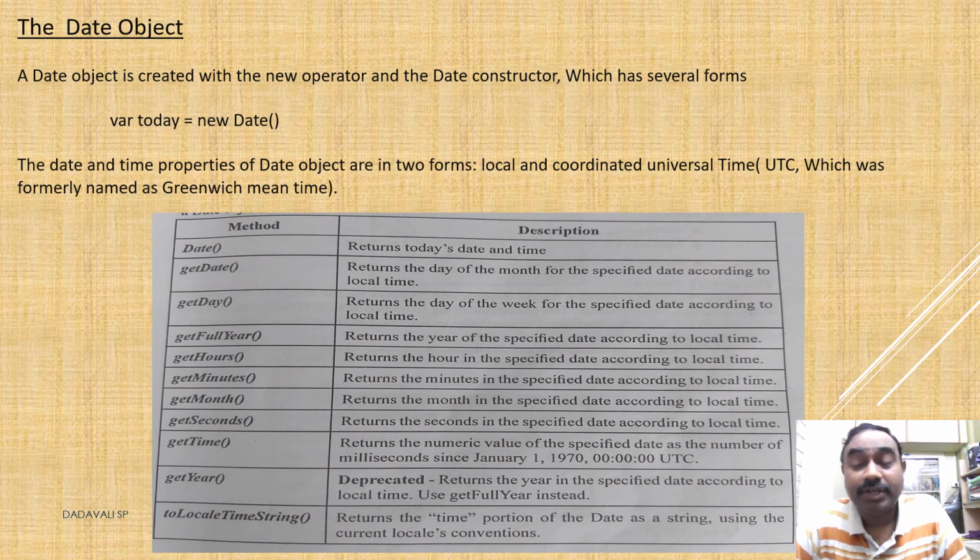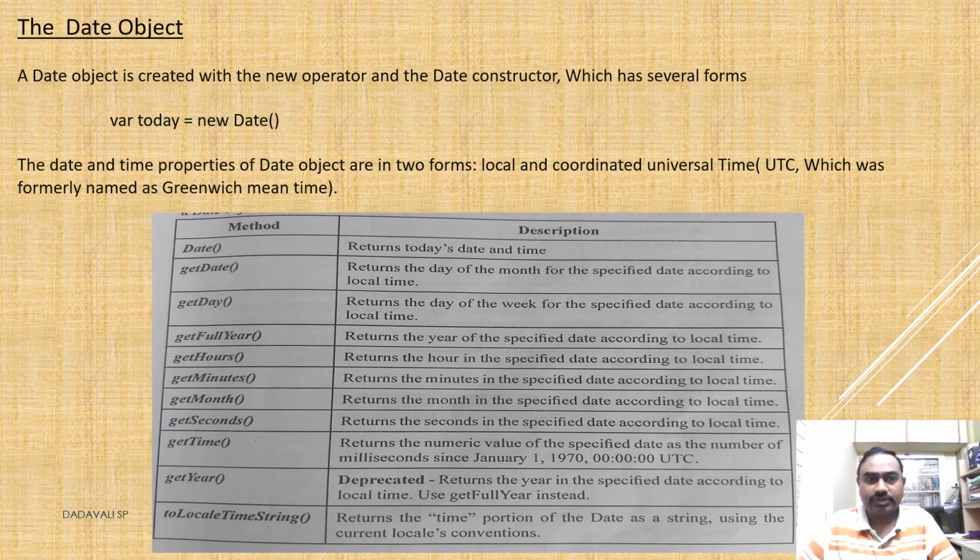Now the date objects. The date object is created with the new operator and the Date constructor, which has several forms. Here, variable today equals new Date. New is an operator for allocating memory for an object. You can observe the Date constructors. Date objects have date and time properties in two forms, local and coordinated universal time.